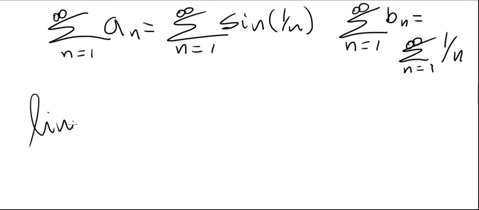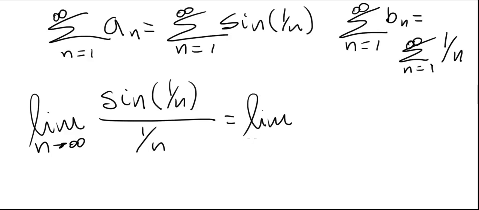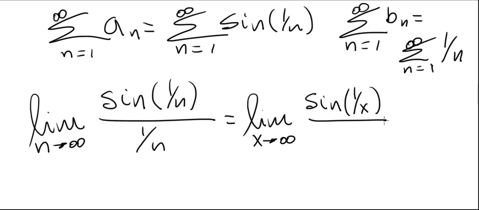We're going to look at the limit as n goes to infinity of sine 1 over n, that's a sub n, divided by 1 over n, that's b sub n. Now let's rewrite this using x as a continuous function. So both sine 1 over x and 1 over x we can think of as continuous functions over the interval from 1 to infinity. So it's the same as the limit as x goes to infinity of sine 1 over x divided by 1 over x.